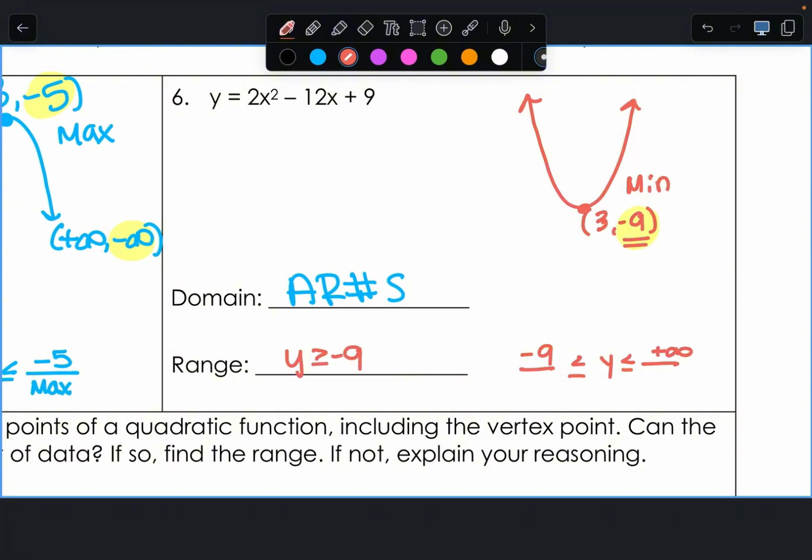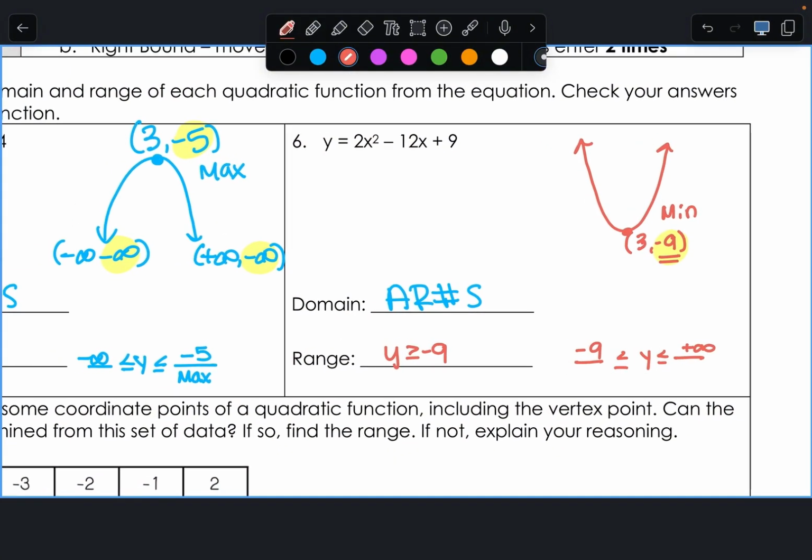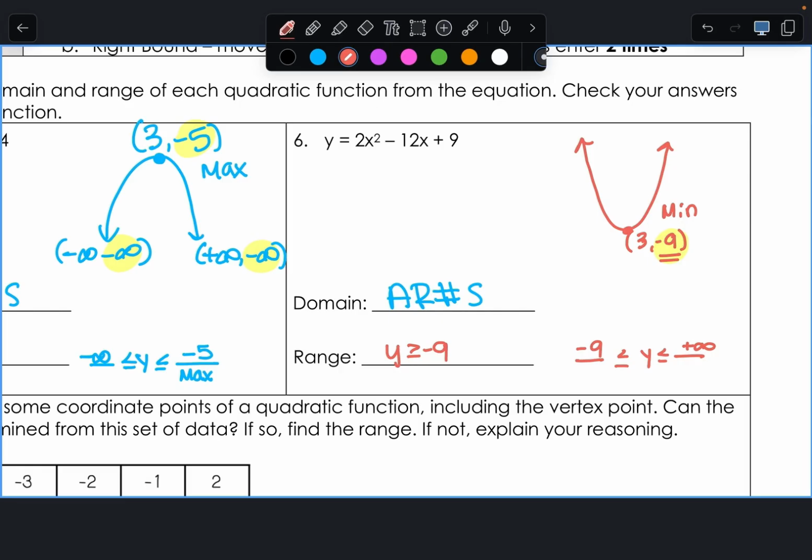Are they always going to be arrows? Not always, but yes in this one, because your numbers don't mean anything. If it's a word problem, you're talking about feet, seconds, time, height, distance, whatever, then your numbers mean something. But in this one, they're just numbers. Remember, you can't have a negative amount of seconds. You can't have a negative amount of distance. So that's why.